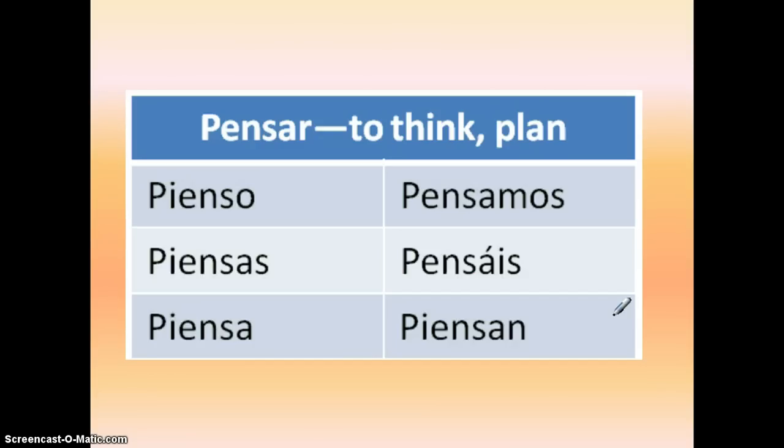So our first verb pensar means to think or to plan. Notice how the yo form is not penso, but pienso. It has the E that changes to IE. So yo pienso means I think or I plan. Tú piensas, you think, you plan. Él piensa, he thinks. Ella piensa, she thinks. Usted piensa, you formal think.